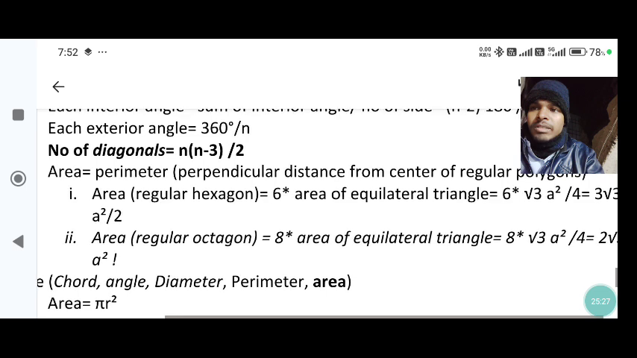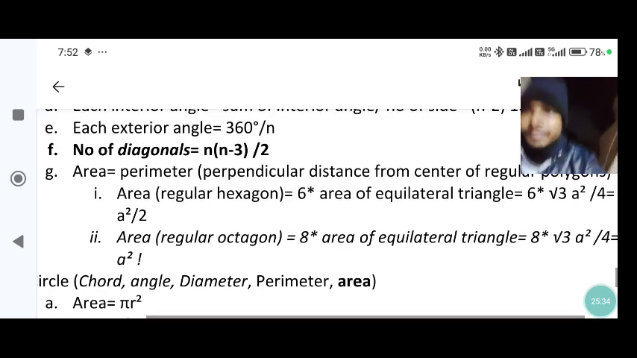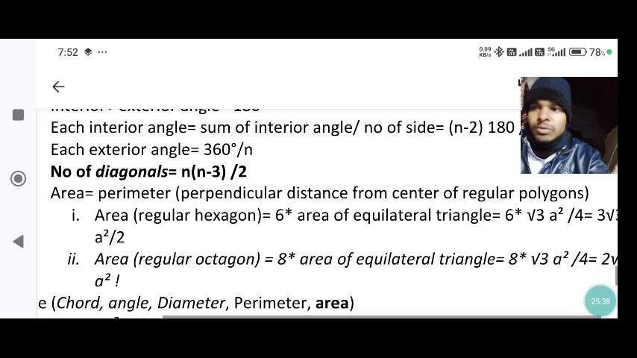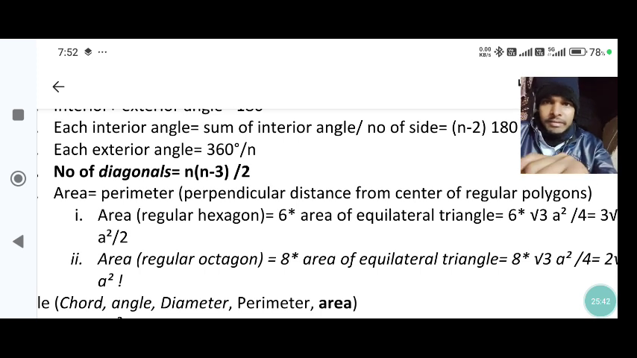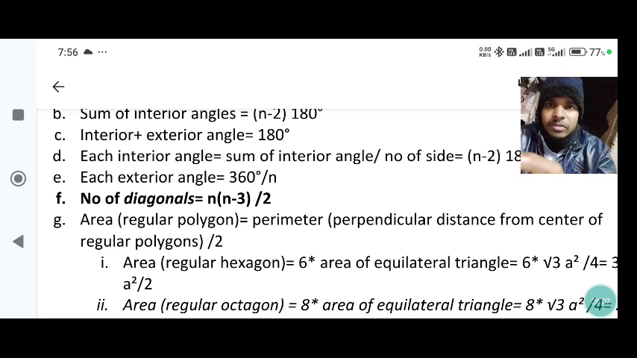Area is equal to perimeter times the perpendicular distance from the center of a regular polygon. What does it mean? Now the area of a regular polygon is what? The perimeter of the regular polygon into the perpendicular from the center of the regular polygon to any side of the polygon, divided by 2. It will give the area of the regular polygon.